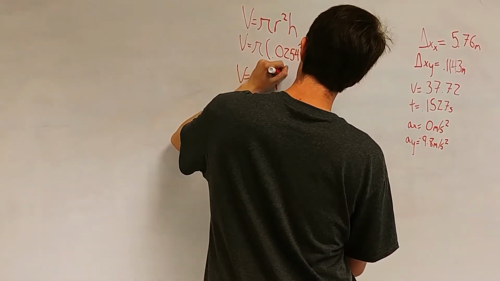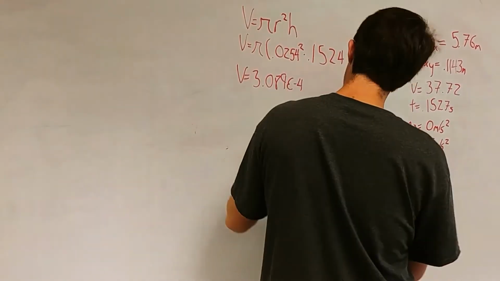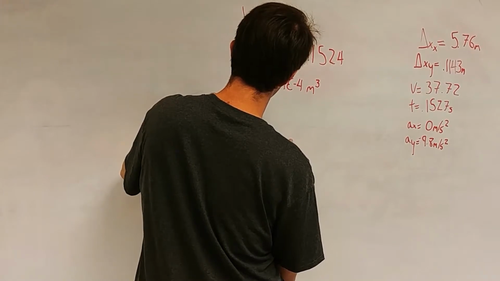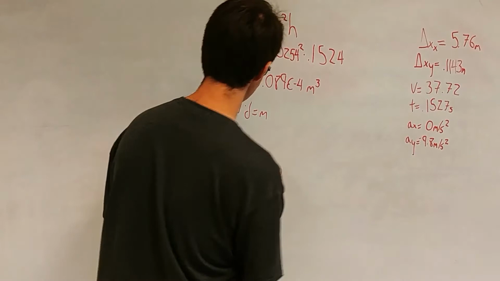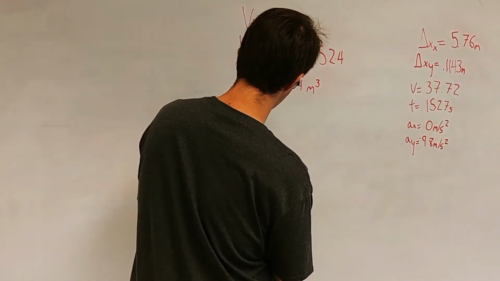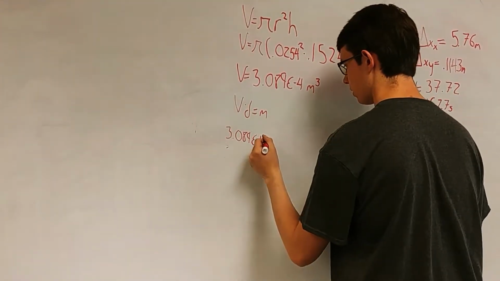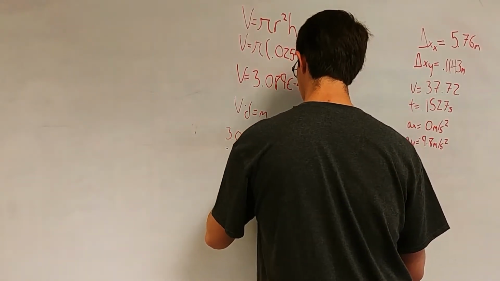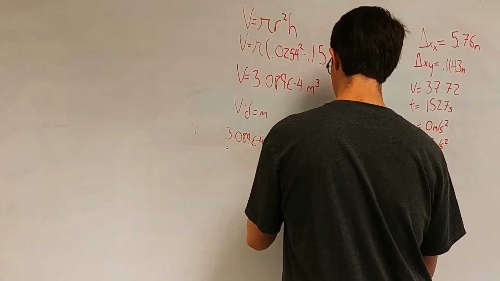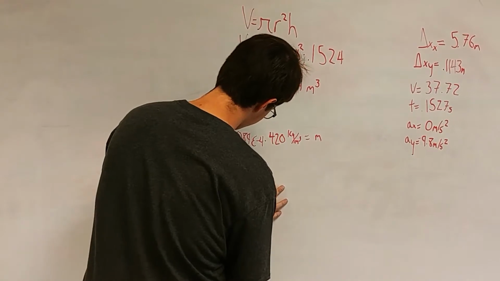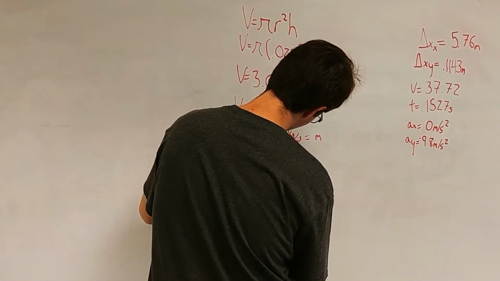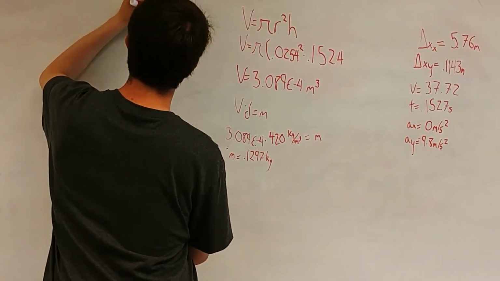So when we solve for that, we get 3.089 e to the negative 4 cubic meters. And then we can solve for the mass by doing volume times density of the wood, which is poplar, equals the mass, and the density of the wood is about 420 kilograms per cubic meter. And then we're just going to multiply those together. Then we're going to get 0.1297 kilograms as our mass.